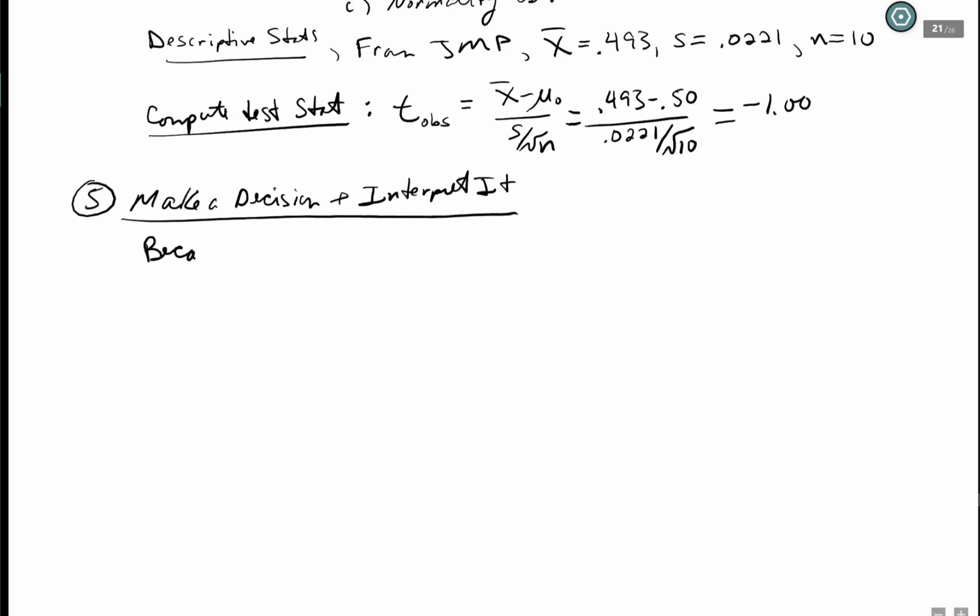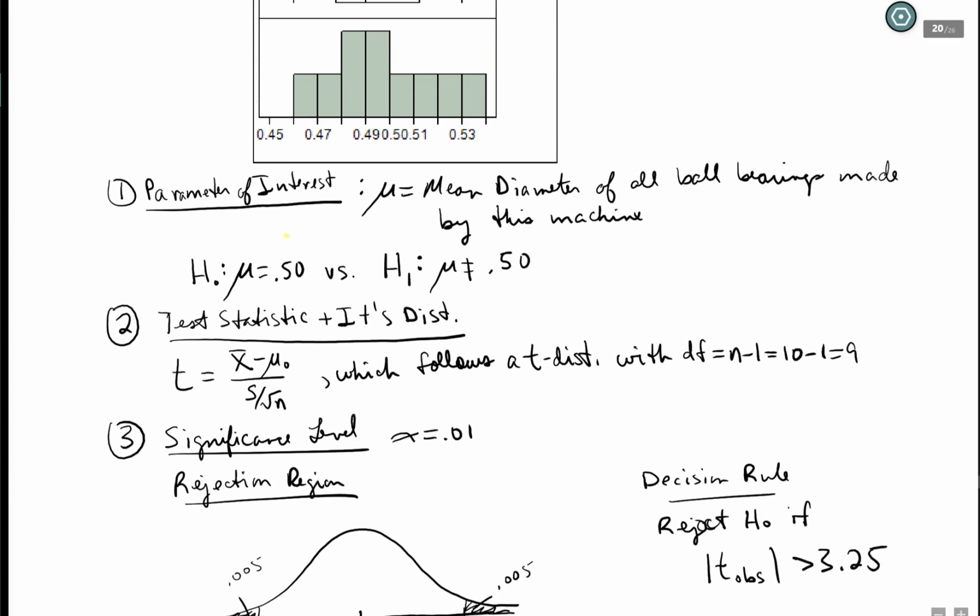So let's make that clear here, because t observed, which is -1, is not in the rejection region. We fail to reject H0. Okay, so what does that mean? Well, in the context of the problem, it means we don't have strong evidence to conclude that this is the case. Now, we're not disproving that, but we just don't have strong evidence to support that the average diameter of all ball bearings from this machine is off of 1/2 inch.